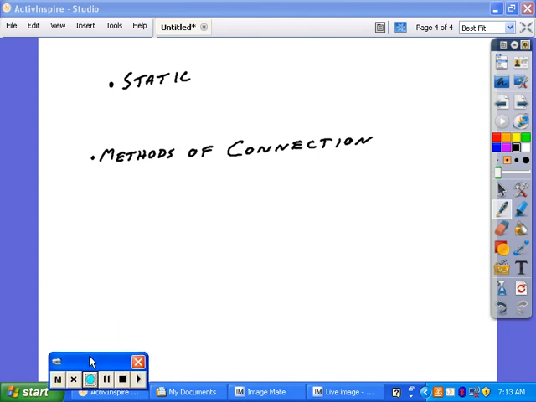All right, the methods of connection are just the different ways that two objects can be tied together. Now, the way that these objects are tied together is going to determine exactly what types of forces are going to be acting on it. Some of these are going to be reviewed from last year. Some of this stuff is going to be brand new. Most of this stuff we are not going to use. I am just going to talk about the most common situations here.